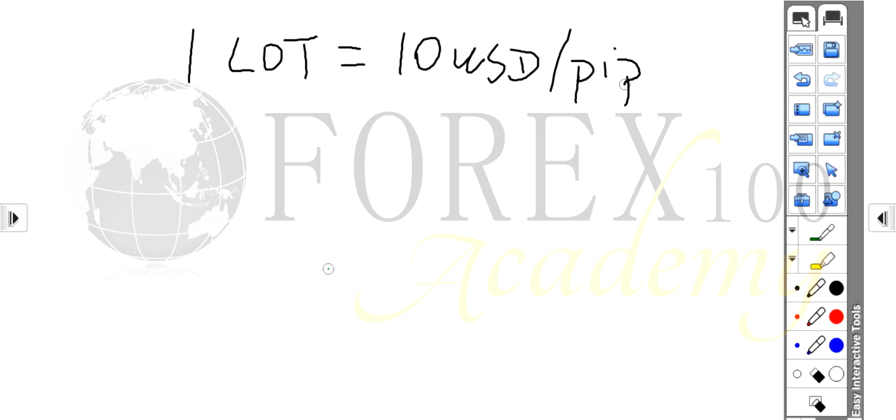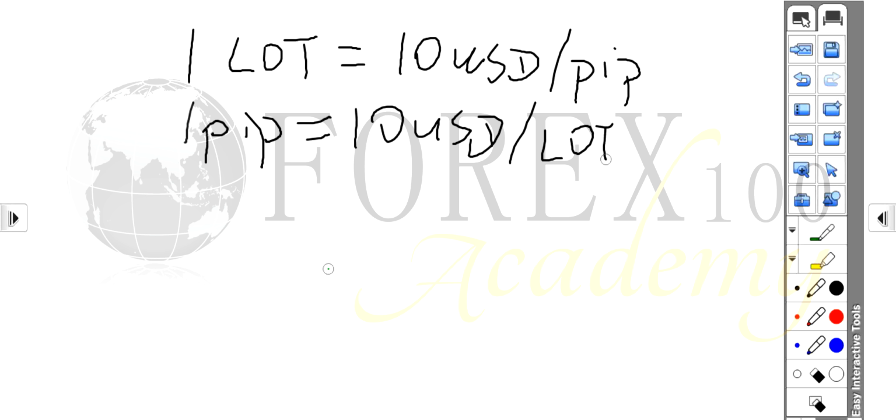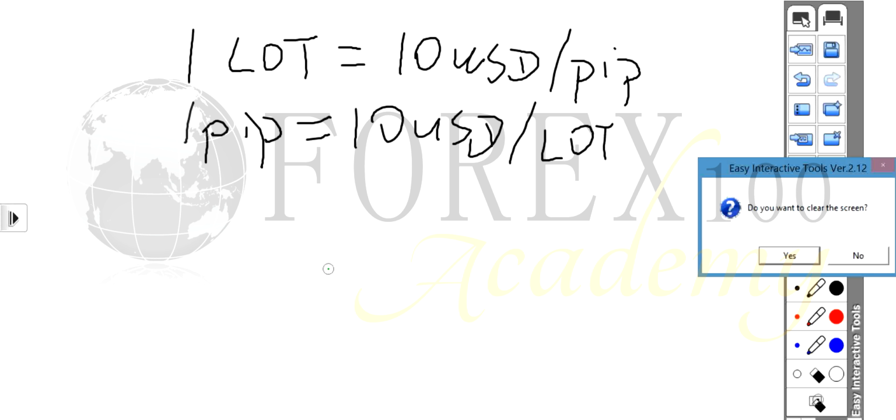Or you can understand it in this way: one pip movement will be 10 USD per lot. Everyone clear on this part? Okay, so in trading itself, you have to analyze where you put your stop loss, where you put your take profit, and where your entry price is. So these are the three things that you have to consider.